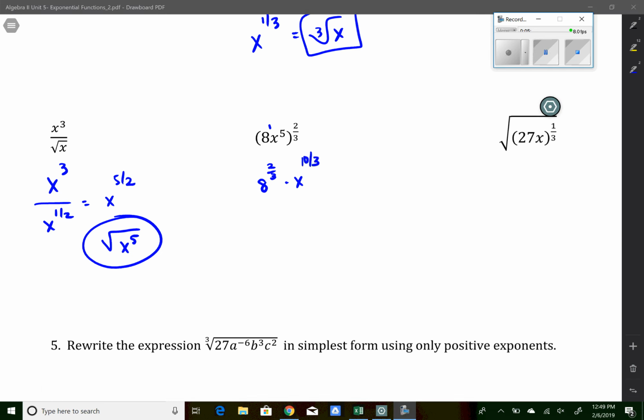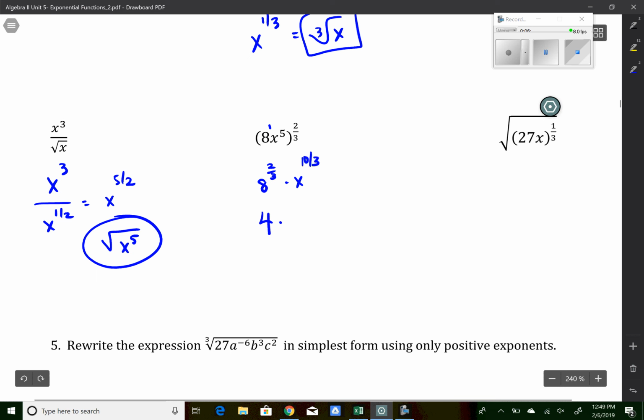So then from there, we can say, what is 8 to the 2/3 power? So that's the cube root of 8, which is 2 squared. So that's going to become 4. And then if I rewrite x to the 10/3, I have a cube root of x to the 10th power.